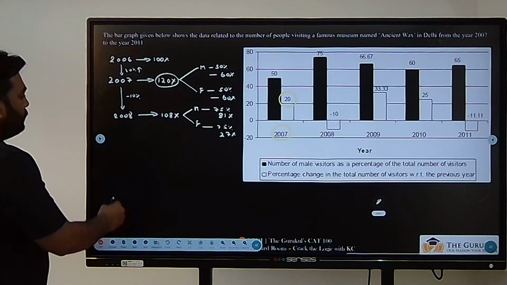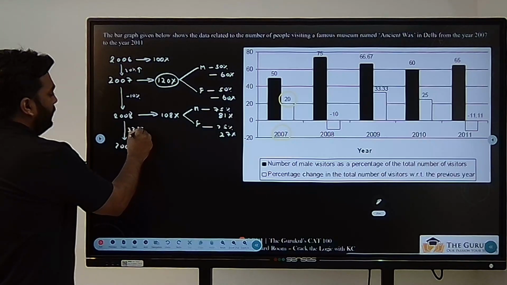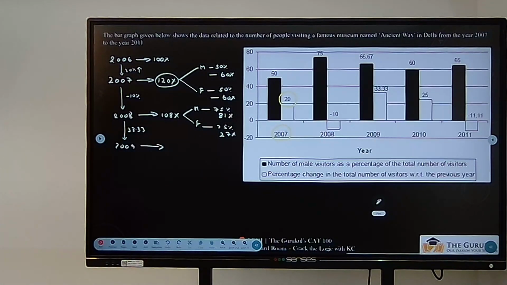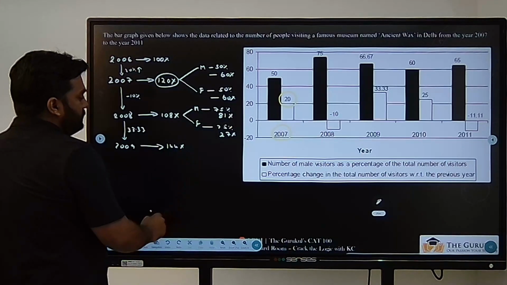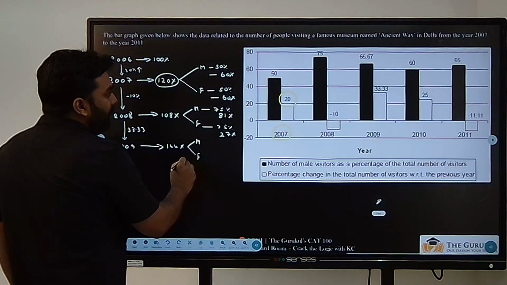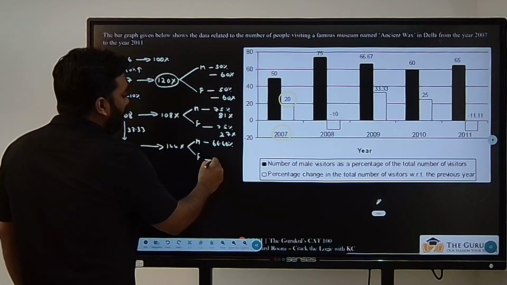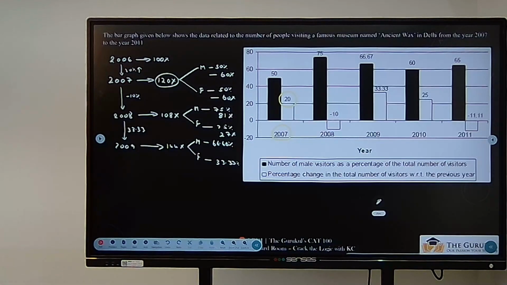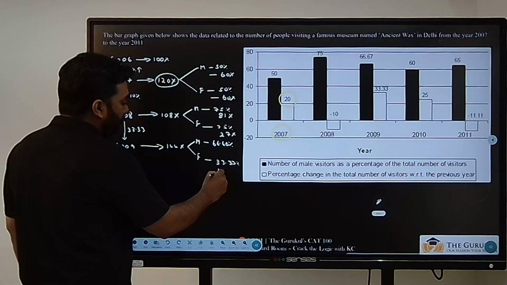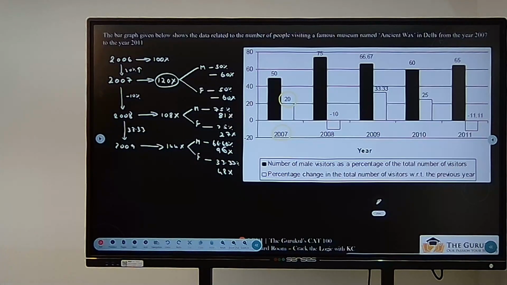Next, from 2008 to 2009, there is an increase of 33.33%. That should happen on 108x, which will be 144x. In this also, we'll have male and female. Male are 66.66%, which is 2/3, and female are 33.33%, which is 1/3. Now in 144, 1/3 will be 48, 144 by 3, which is 48. So this will be 48x. This is 96x.